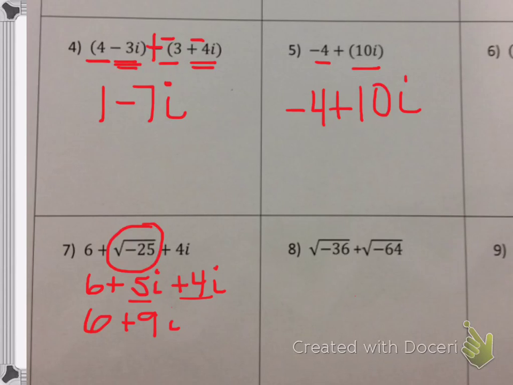Same thing happens over here. This -36 is going to come out as 6i, and then we'll have that added to an 8i. And 6i plus 8i adds together to be 14i.